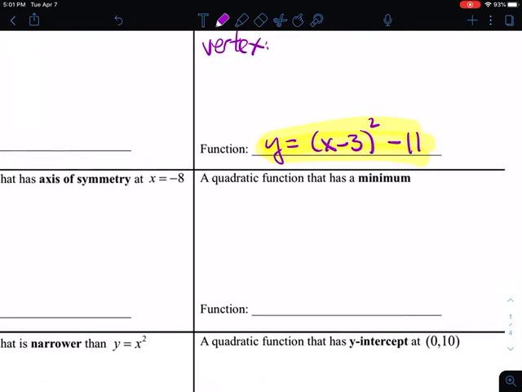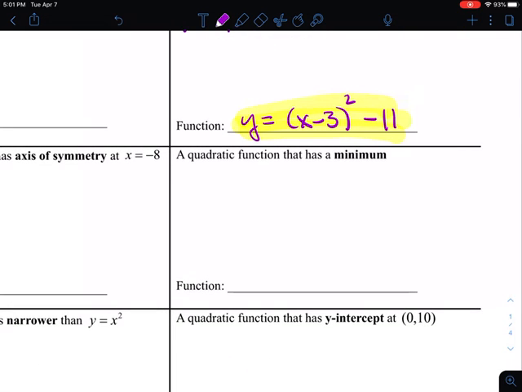Let's see, how about this one down here, one that has a minimum. Also remember, a minimum versus maximum depends on if your parabola opens up or down, right? So in the first case, this will have a minimum. And for the second one, if it's upside down, it's going to have a maximum.